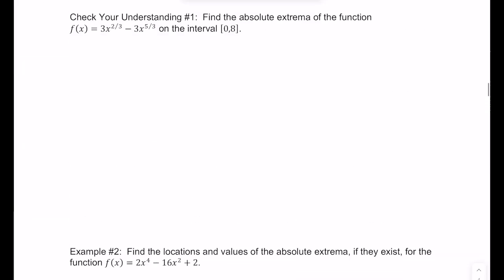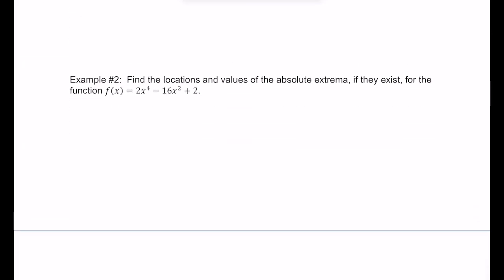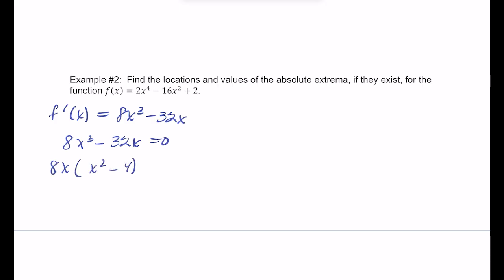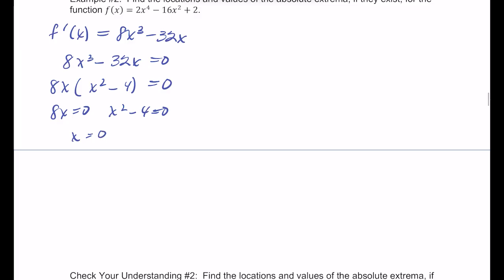So here we have a continuous function, but it's not on a closed interval. So the extreme value theorem does not apply. All right, but I'm still going to go through my steps here to find the absolute extrema. I'm going to first find my first derivative, which would just be 8x to the third minus 32x. Okay, and we're going to set that equal to 0. So I can factor out an 8x, and I'm left with x squared minus 4. And then if I set my factors equal to 0, I get x equals 0, -2, and +2.